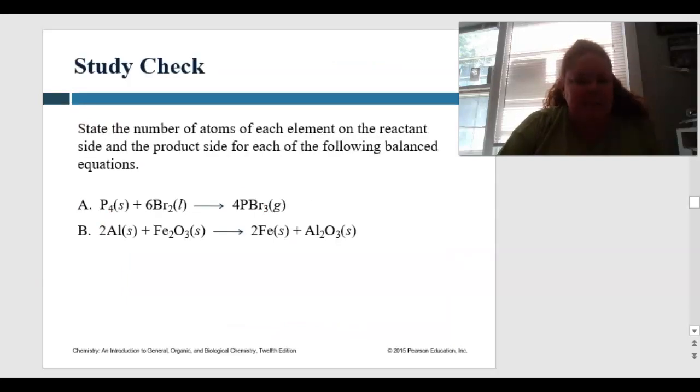So let's practice. Let's state the number of atoms in each element on the reactant side and the product side for each of the following balanced reactions.